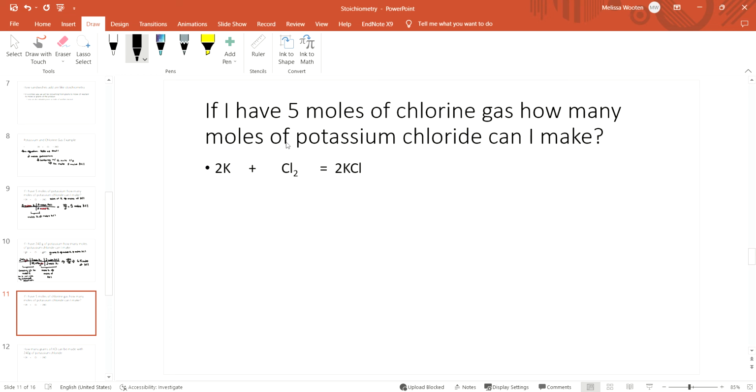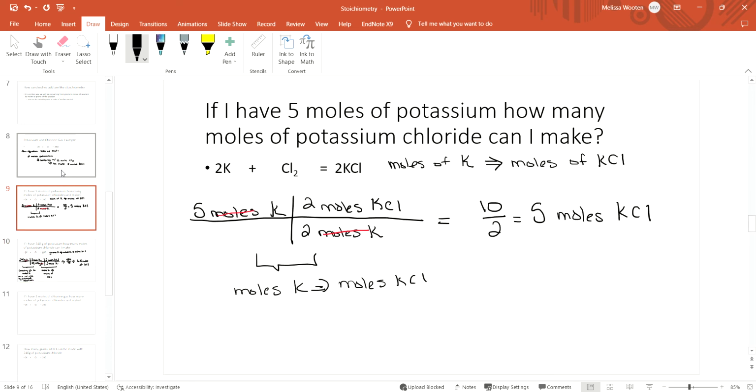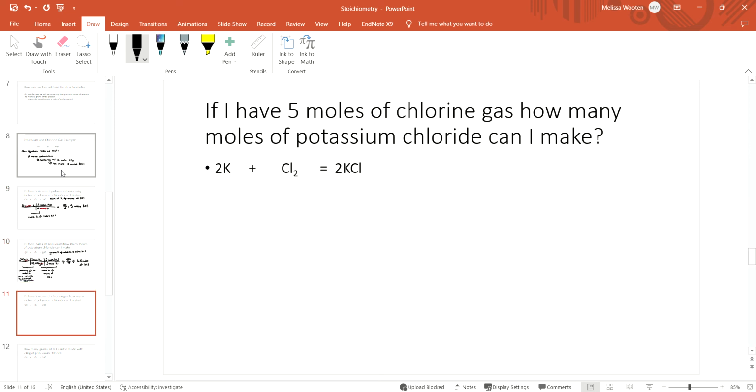Using the same problem, if I have 5 moles of chlorine gas, how many moles of potassium chloride can I make? So we talked about in previous problems potassium as a reactant. And here you might be asking, well, why didn't we talk about chlorine before? When it asks you about potassium, it's assumed that you have enough chlorine with that number of moles of potassium to make your product. So here we're focusing on potassium. Here we're focused on chlorine gas. So just work with whatever reactant they ask you to work with.